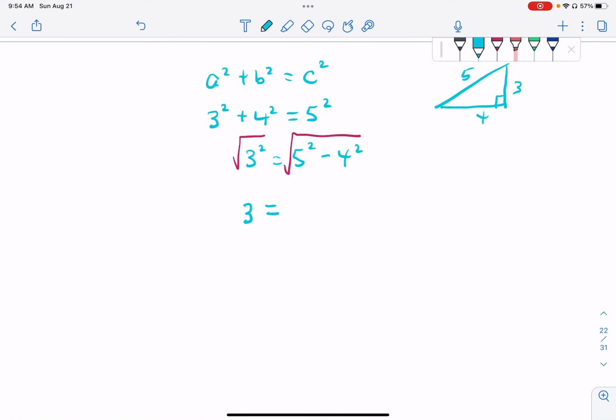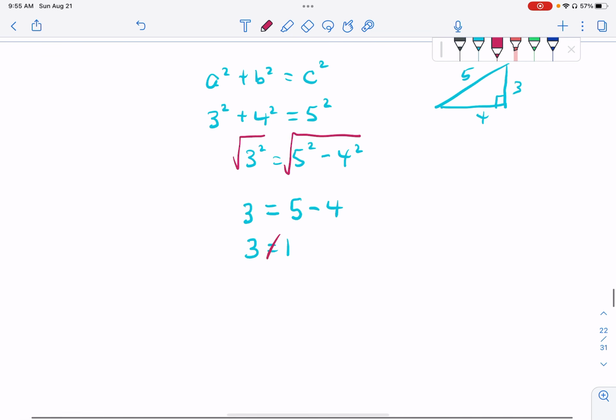Let's say that I thought the same thing happens on the right side, that these squares and the square root cancel out. Watch what happens. I get the crazy formula that 3 is equal to 5 minus 4, which means that 3 is equal to 1, which is absolutely not true.